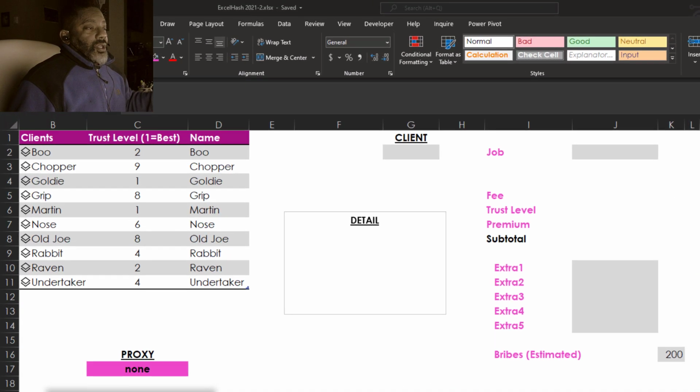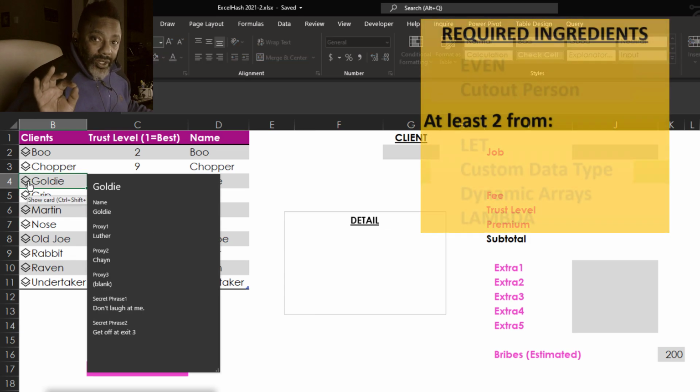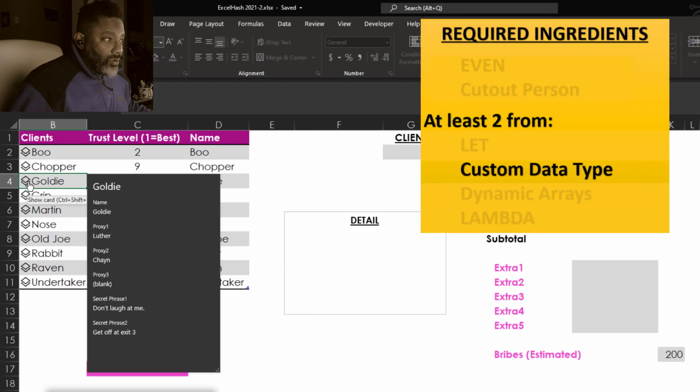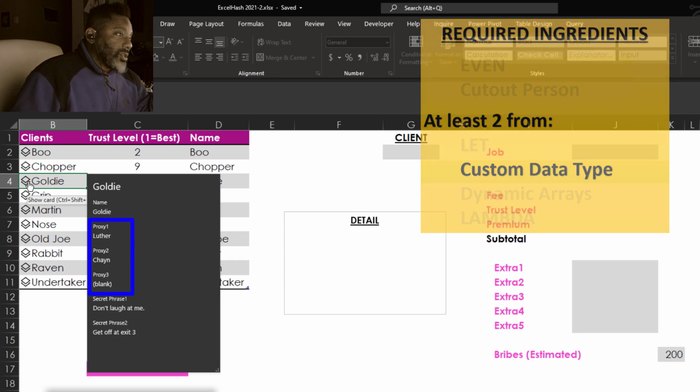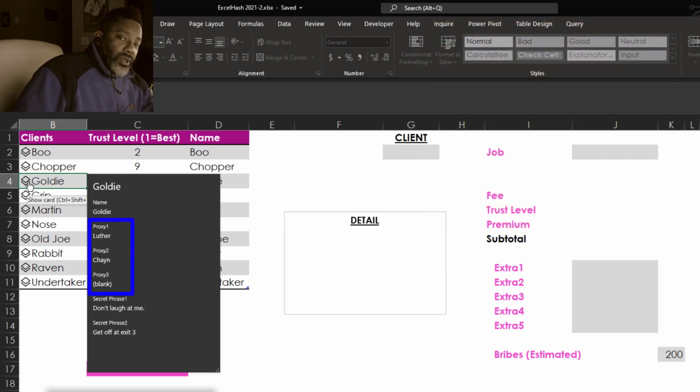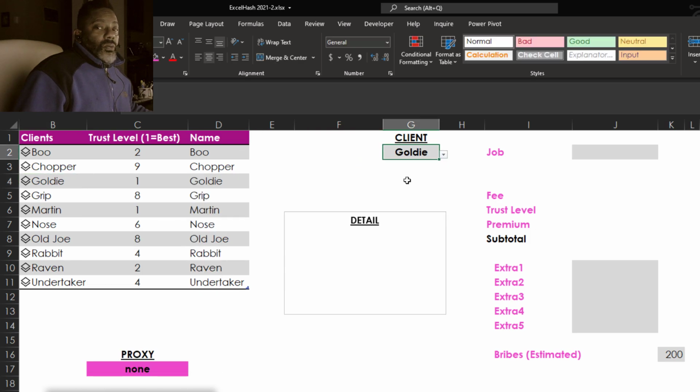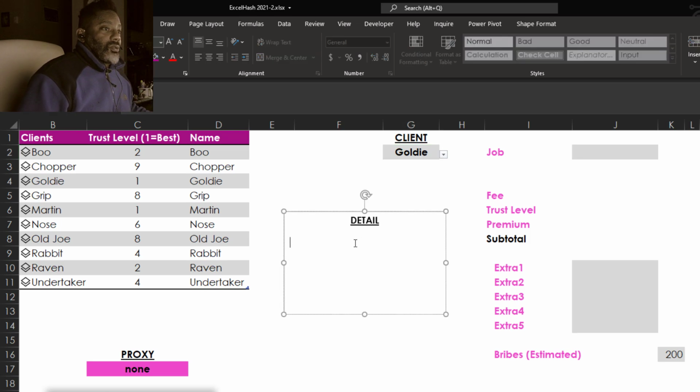Now here's this spreadsheet that you gotta understand. We've got our clients and their trust levels. Let's say Goldie needs something. Goldie will not come herself. Goldie has two proxies. This card shows us Luther and Chain. Let's say Chain has showed up. We need the secret phrases that are randomly generated every day. So I'll put Goldie over here.